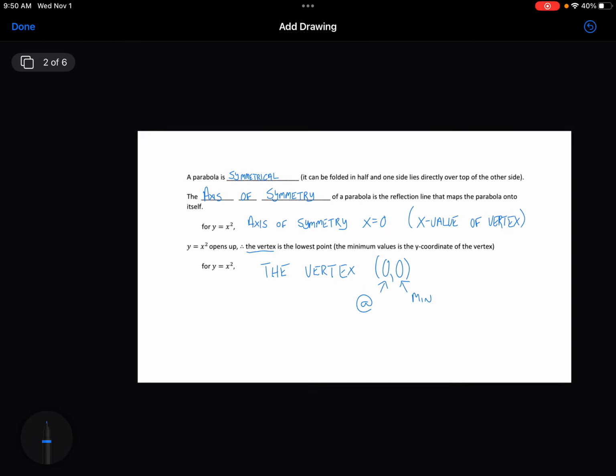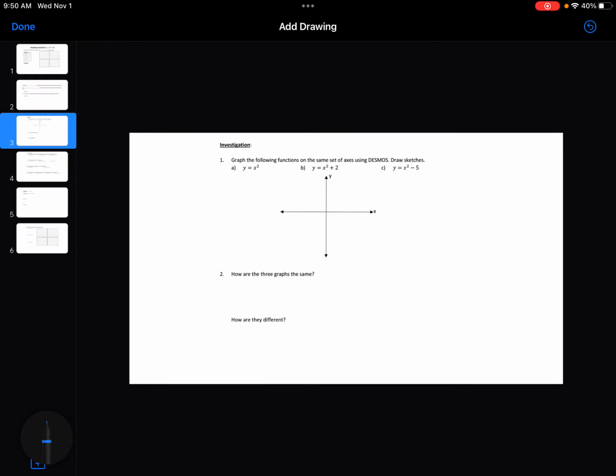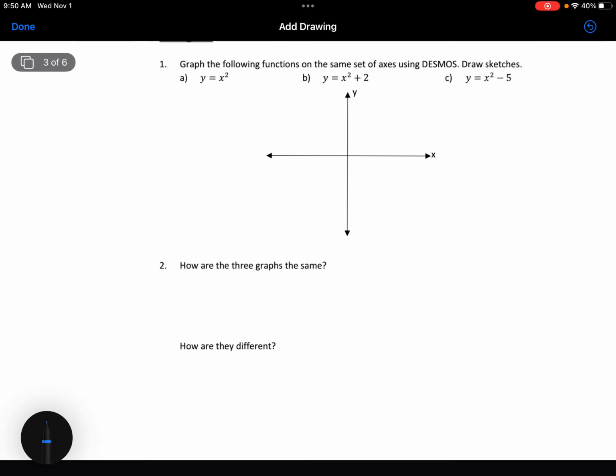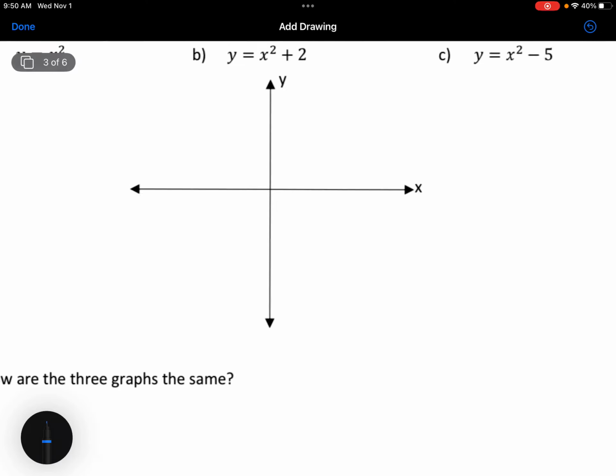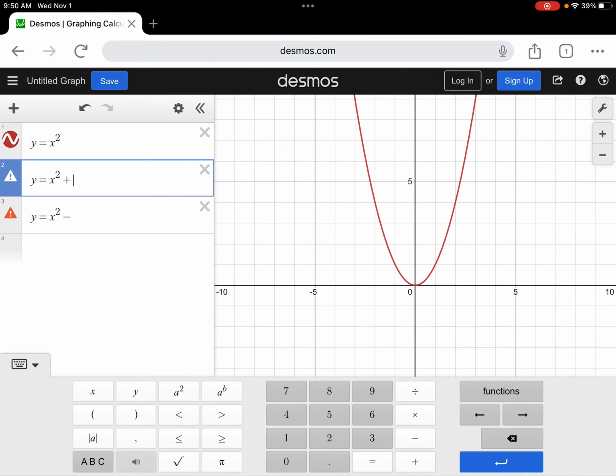Okay, so let's look at a couple examples here. It says graph the following on the same set of axes using Desmos. We have y equals x squared, which if I were to graph that, it's going to look something like that. That's what we had on the last one. Then we have x squared plus 2 and x squared minus 5. So if we went to Desmos and did that, there's our y equals x squared graph.